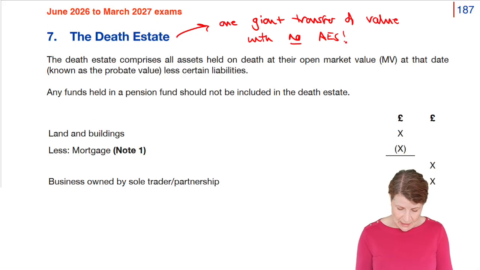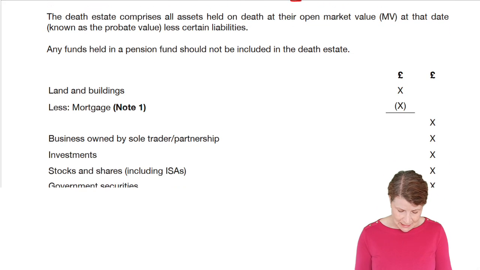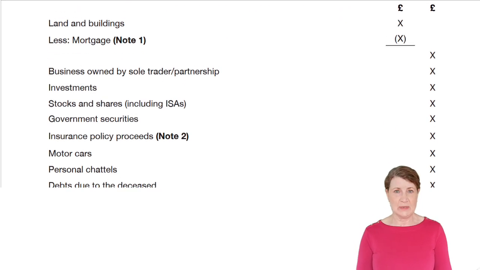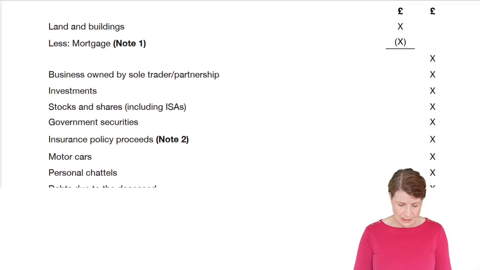So what we're going to do with the death estate is basically list any assets, and certain liabilities that are deductible, to find out our net worth at the date of death. In no particular order, here's an example. We've got land and buildings, usually the house in which you live for most people.